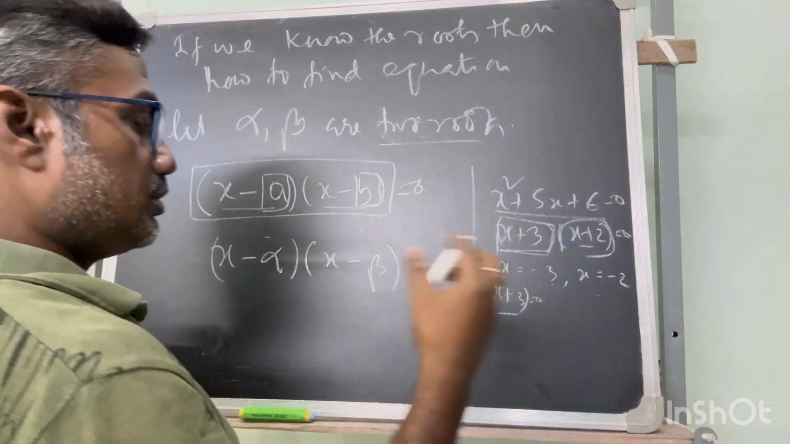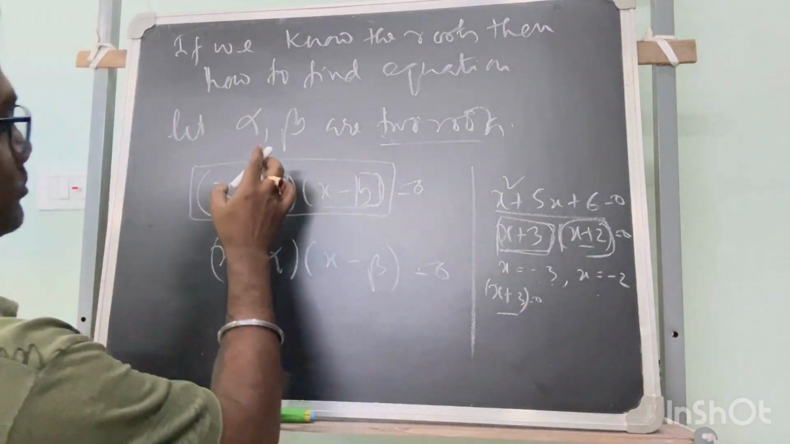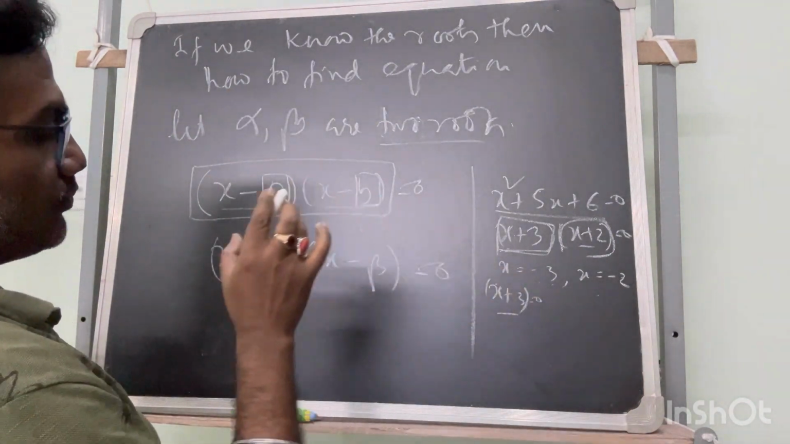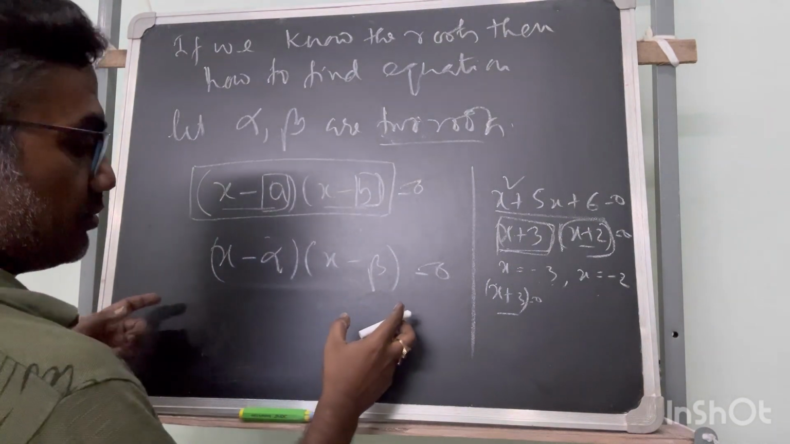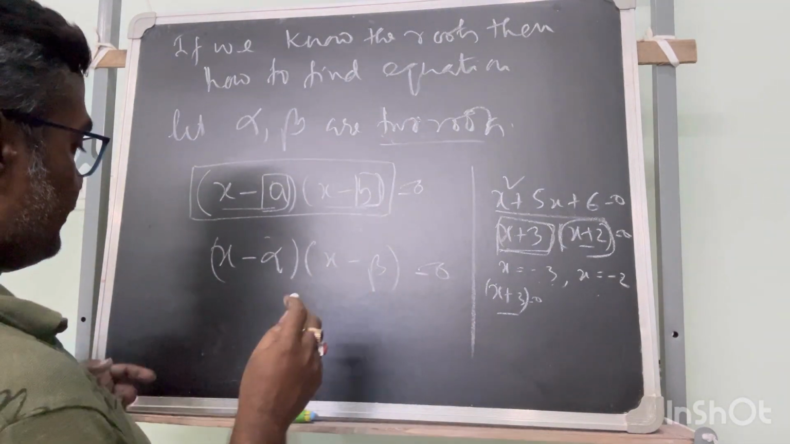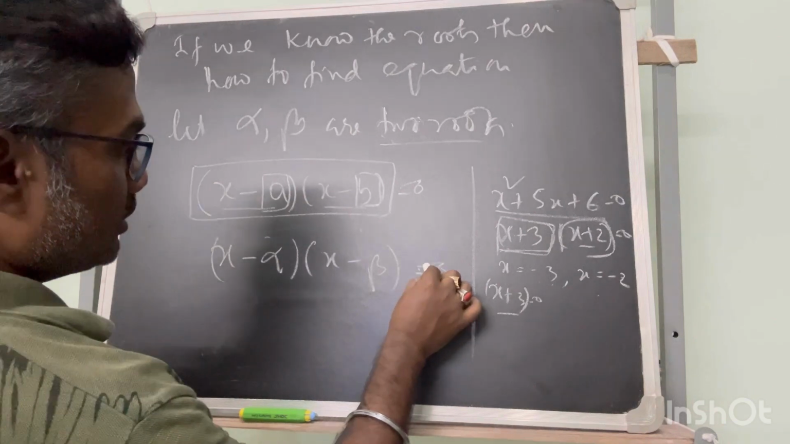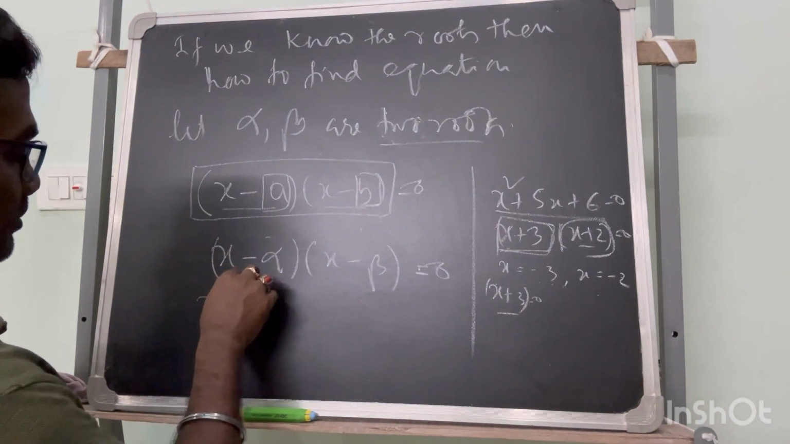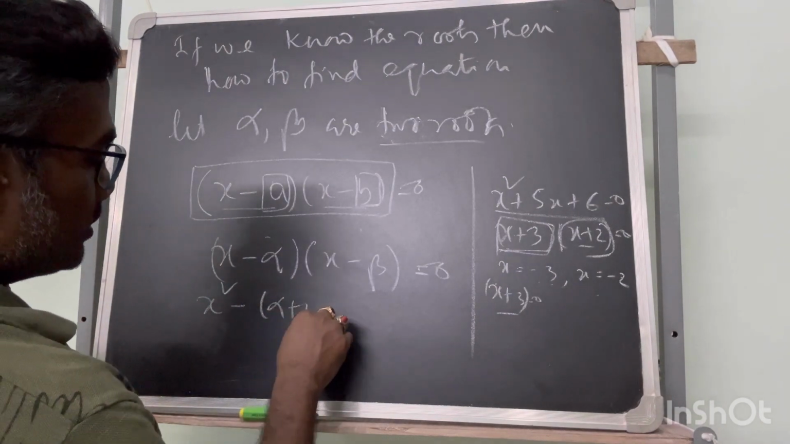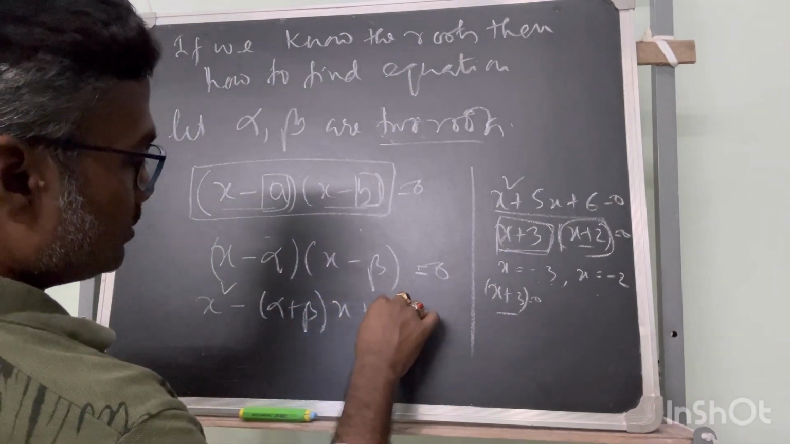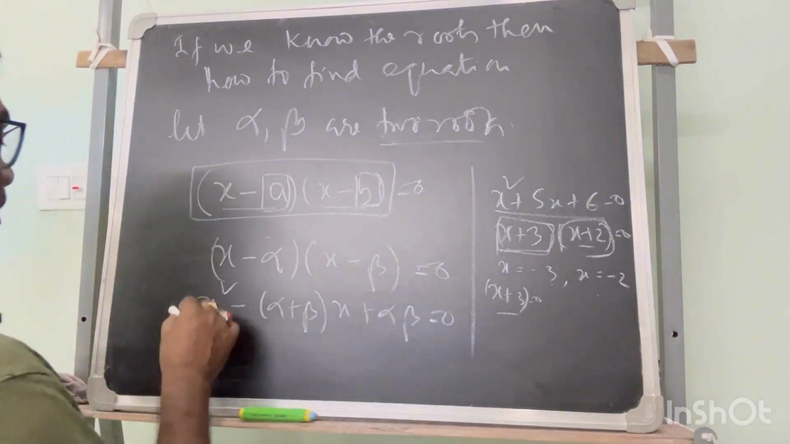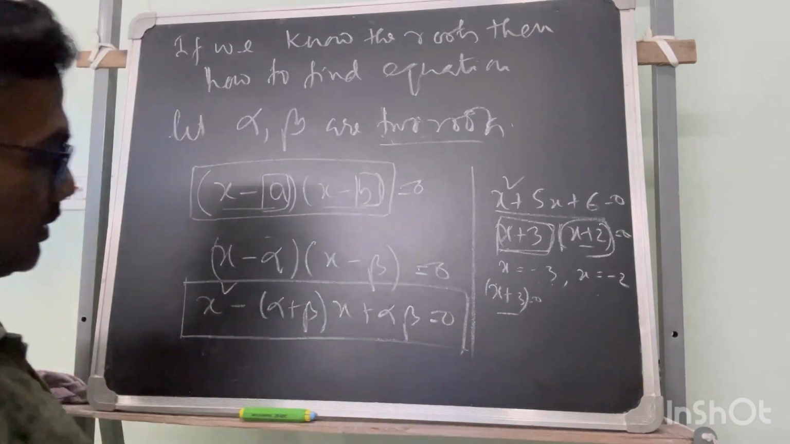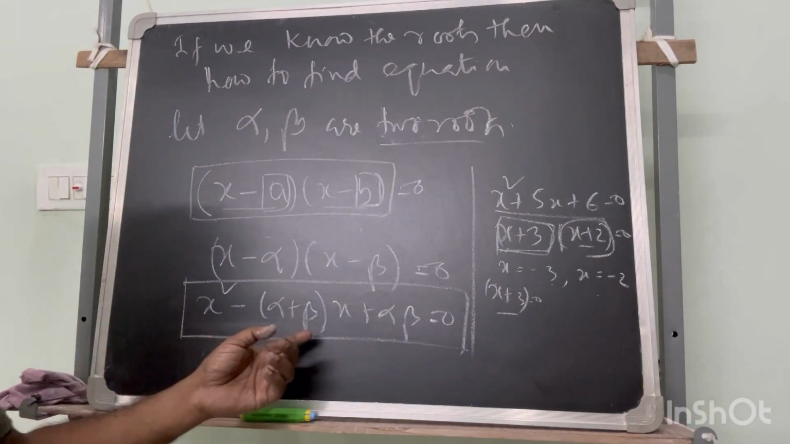Understand? So in this way, here also I am thinking that alpha and beta are those values of x for which the equation I will find will become 0. So assuming that equal to 0, I will get the equation. Now if I multiply, I will get something like that. You can calculate yourself, it is very easy. So whenever there are known roots, you will get the equation in this form.